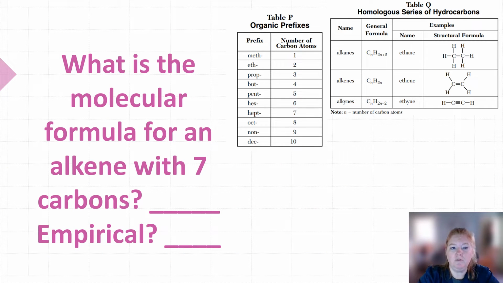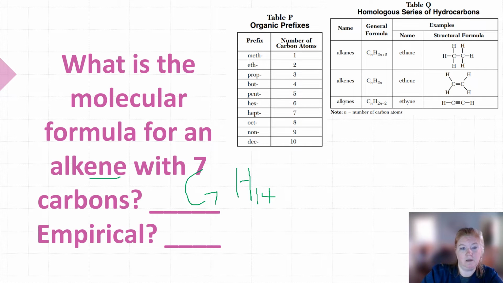What is the molecular formula for an alkene with 7 carbons? All right, so C7H, double it, 14, right? Alkene, you just double it. Ene, double bond, use this formula, you just double it. What's the empirical formula? CH2, because 7 divided by 7 is 1, and 14 divided by 7 is 2.